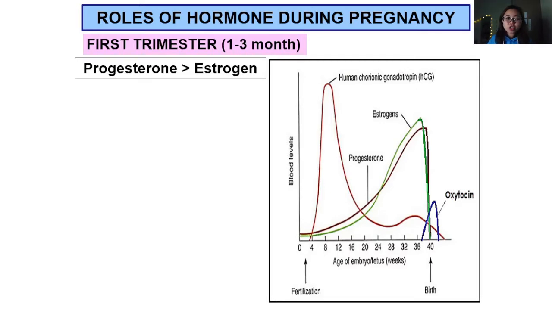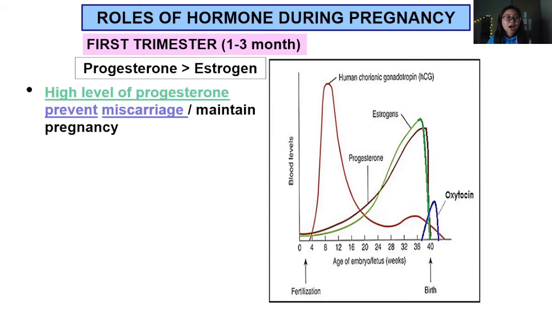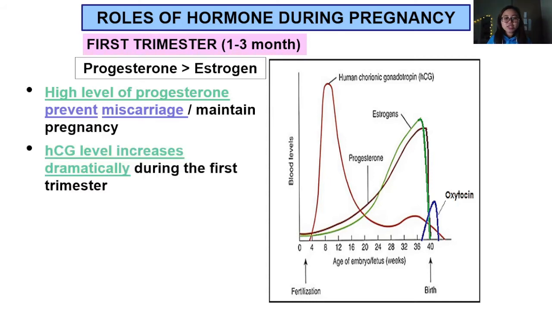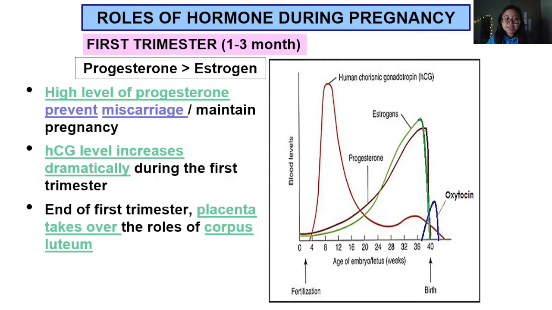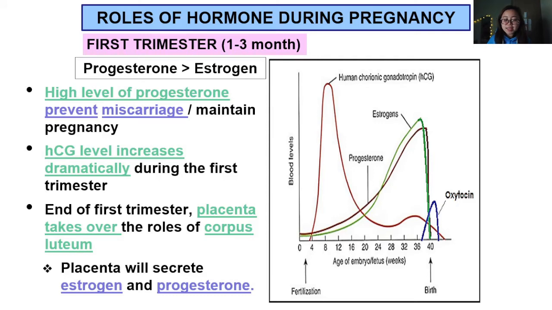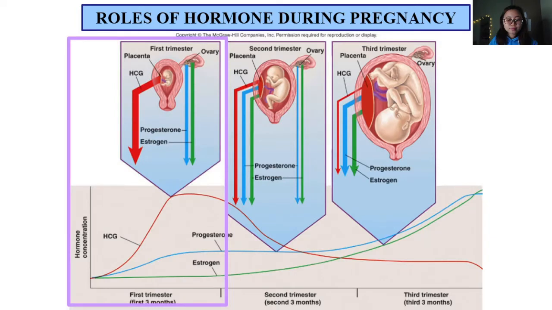As you look at this chart, the level of progesterone is higher than the level of estrogen. High levels of progesterone will prevent miscarriage and maintain the pregnancy. The HCG levels will increase dramatically during the first trimester, and at the end of the first trimester, the placenta will take over the roles of the corpus luteum. The placenta will in turn secrete estrogen and progesterone. And we can see the context of that text being illustrated here.